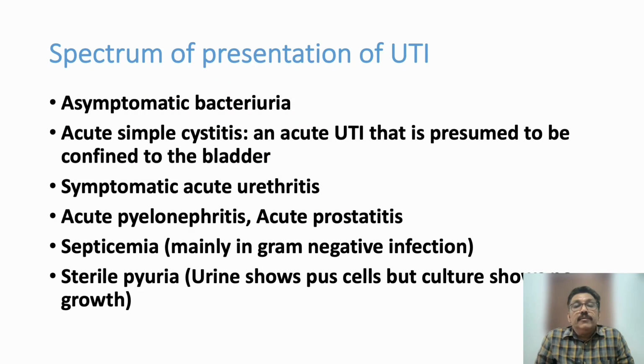Now, if you see the spectrum of urinary tract infection, there are varying presentations. Sometimes it can be asymptomatic. It is classically seen in diabetic patients. Acute simple cystitis is acute UTI presumed to be confined to the bladder only. Symptomatic acute urethritis will be highly painful; patient will have severe pain during micturition. Acute pyelonephritis, patient can have high degree fever, chills, rigors, loin pain, and sometimes hypotension, shock. Prostatitis is common in males after 50 years.